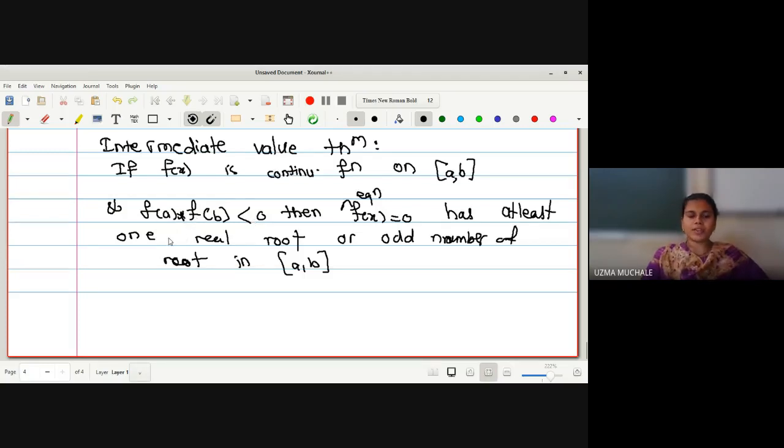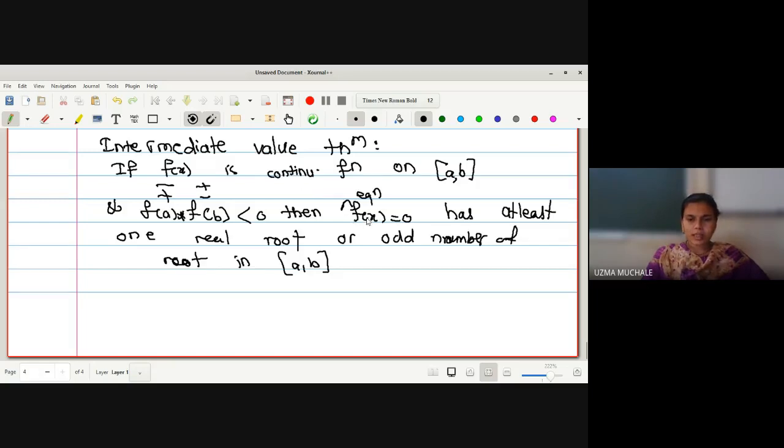It doesn't mean that your function is negative. No doubt the interval a to b is given. Suppose it is 0 to 1. But what is the consideration? F of 0 into f of 1 is less than 0. It simply means that f of a and f of b are of opposite sign. If it is positive, this may be negative. Here is negative, it may be positive. Vice versa. F of a is negative, then f of b is positive, and if f of a is positive, then f of b may be negative. If both are negative, the resultant is positive. If both are positive, the resultant is positive.